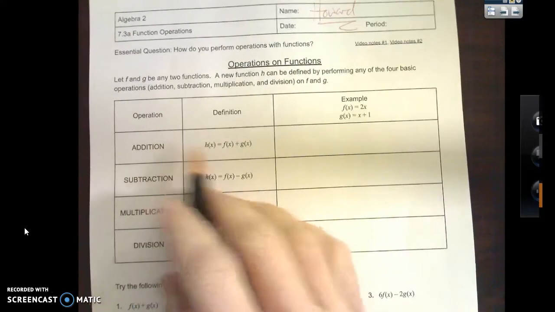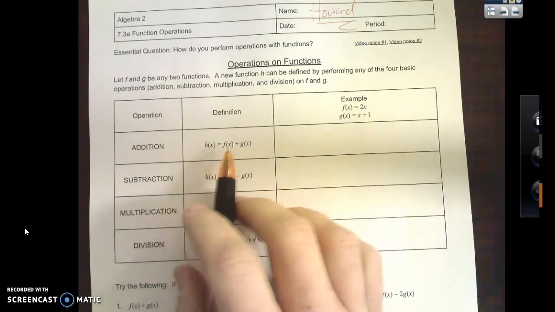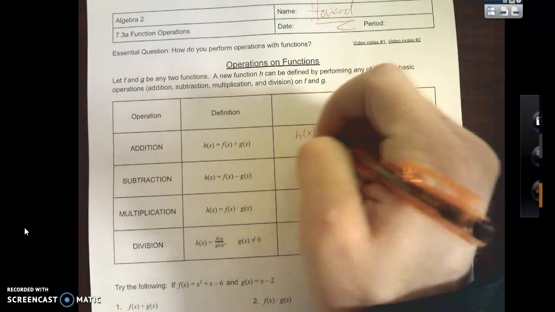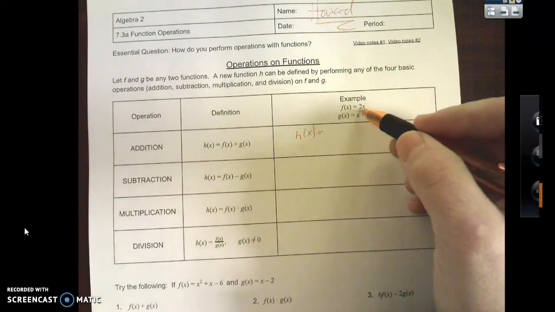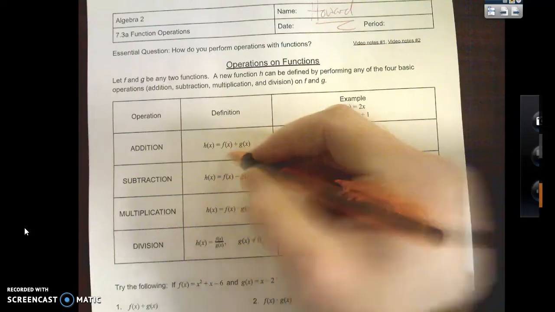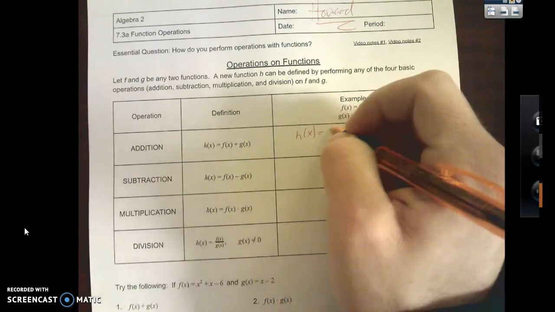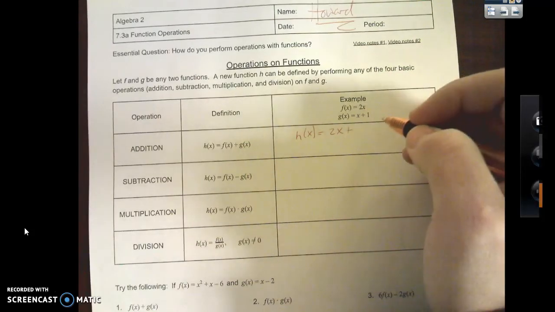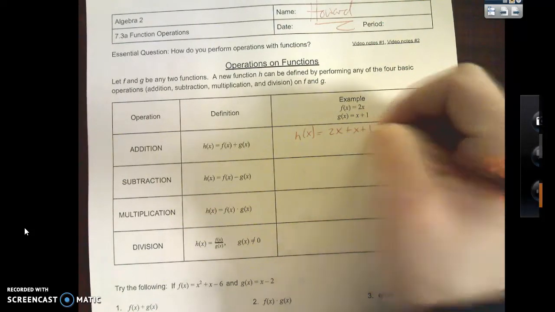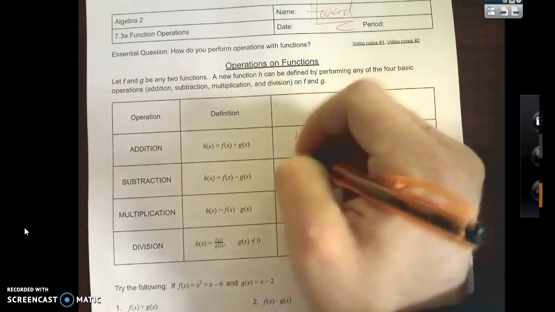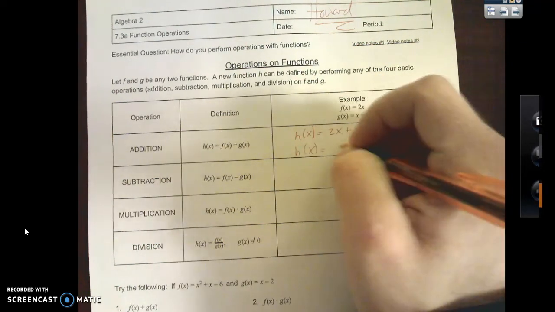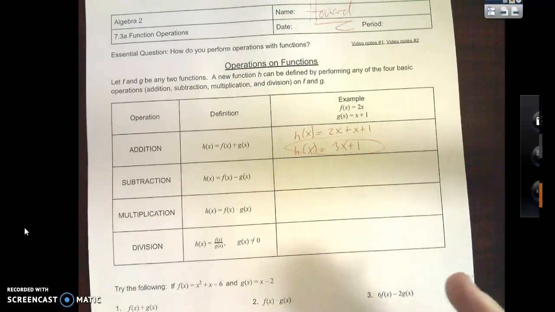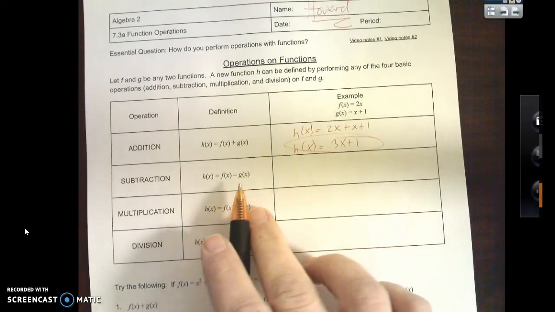If they tell us we want to create a new function h of x by adding f and g together, look at what I'm doing. My f function is 2x, so I'm replacing f of x with 2x, plus sign. My g function is x plus 1. And right now you're probably thinking it can't be this easy, and it totally is. 2x plus x is 3x, plus 1, you win.